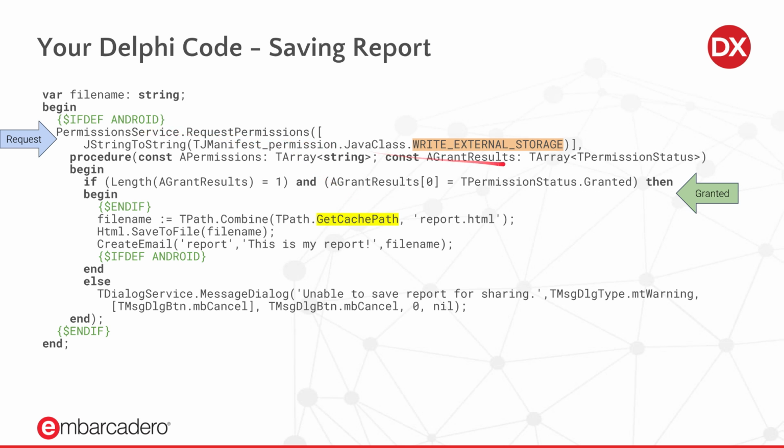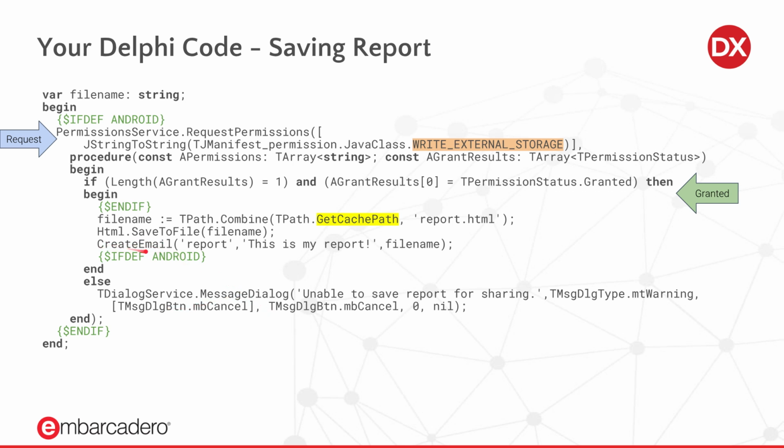So we request permission to write external storage. If it's granted, then right here we check the granted result, and then we're able to write it. Now, I'm using a conditional define so that I only check this on Android. You can call permission services on other platforms and it will always return true if there's no permission manager. But this Java class code here that we use to get the string for that is Android specific. So anyway, that's what the conditional defines are there for.